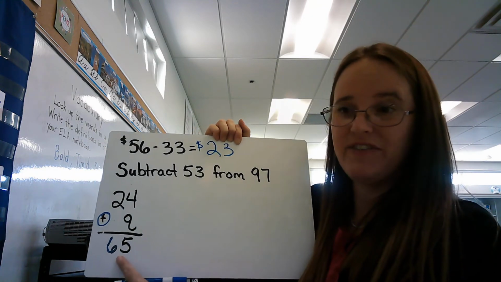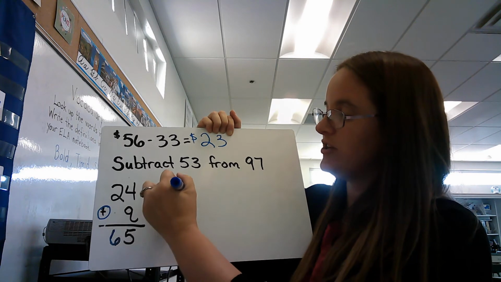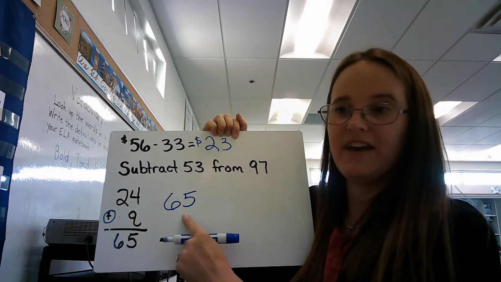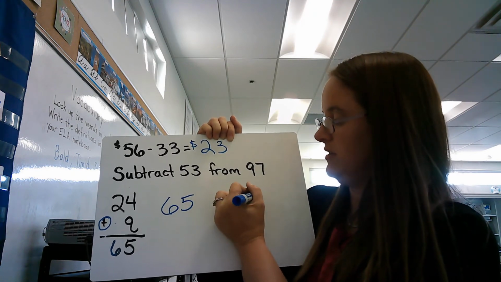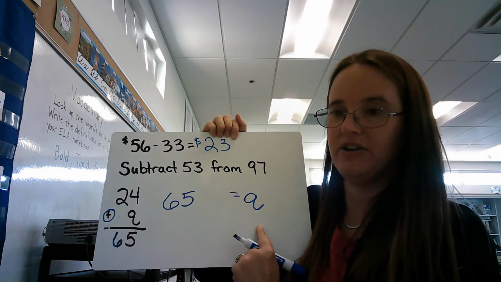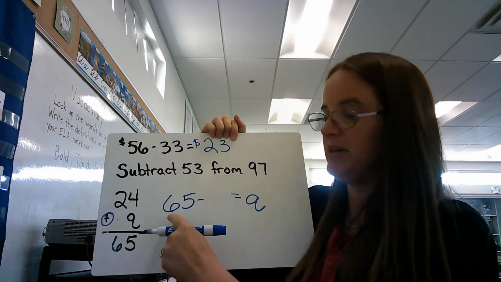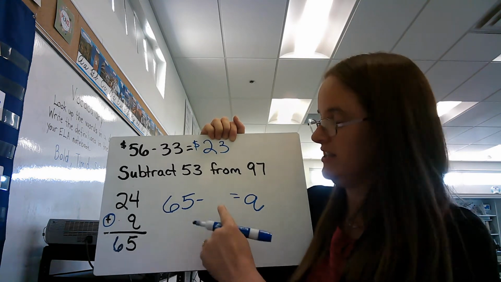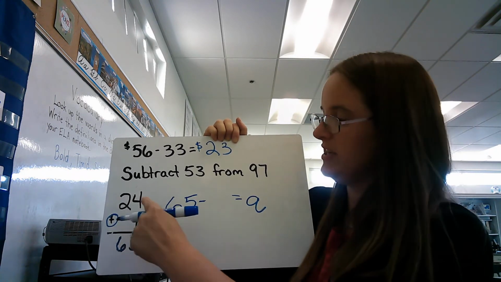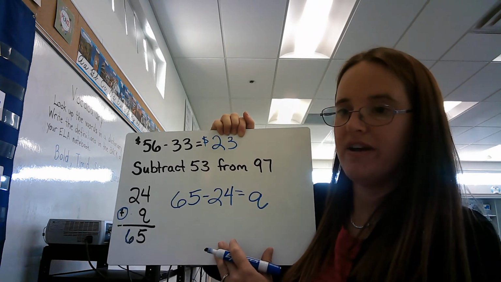I know 65 is my biggest number. So I'm going to try a subtraction problem with 65 at the front. I know that I want to find Q. So Q is going to be here after my equal sign. And like I said, it's subtraction because my big number is at the front. So my only number left that can go in the middle of my equation here is 24. So I figured it out.